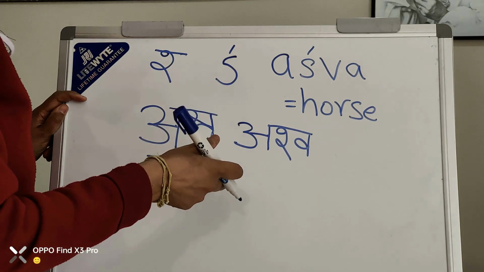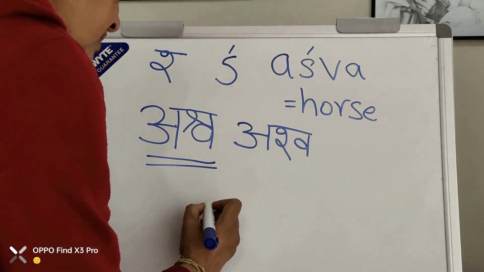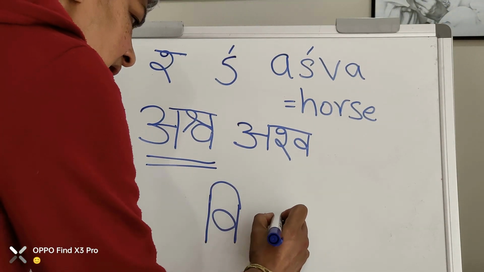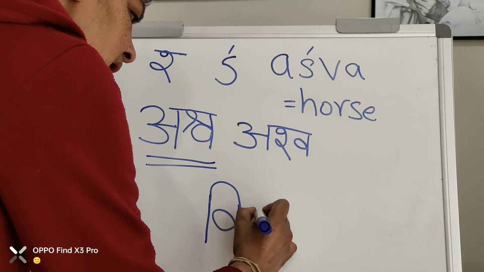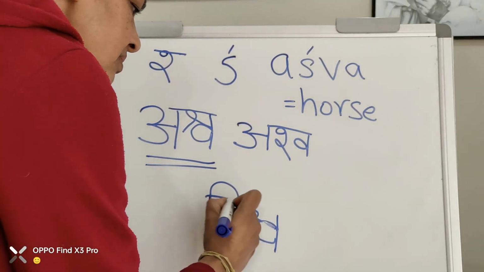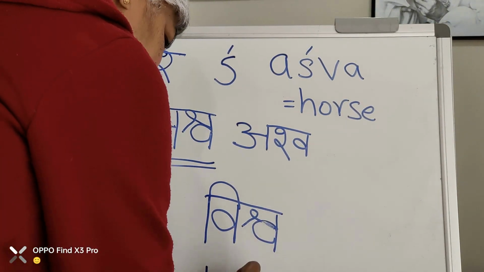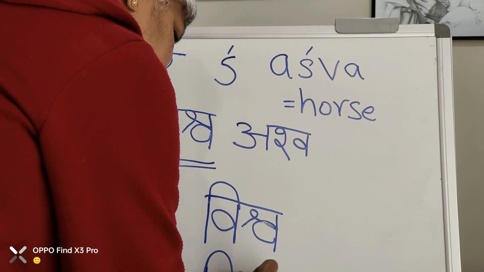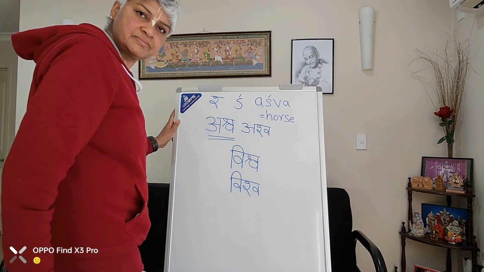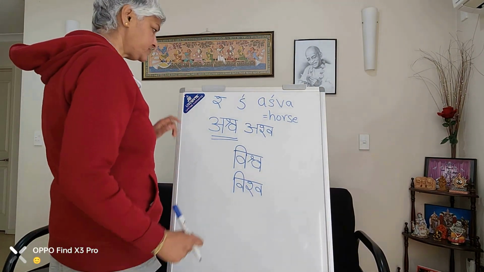Ashwa, Vishwa. Ashwa means horse. Vishwa means world. How is Vishwa written? Vish, V, Vishwa. Or we can cheat and write Vishwa. Okay? So this is the shwa.